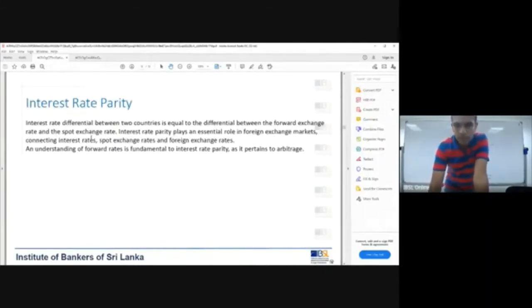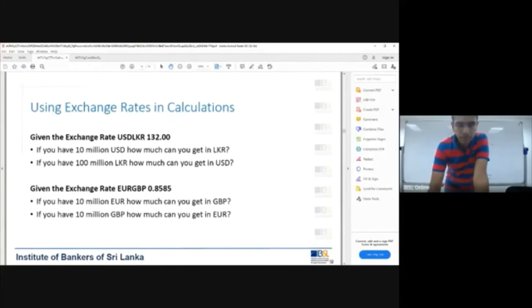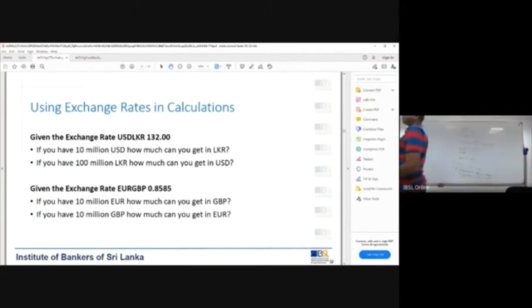Interest rate parity, we will come back to later. Right, so let's see this using exchange rates and calculations. Okay, so let's try this.